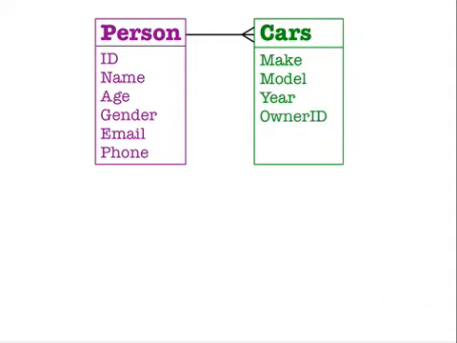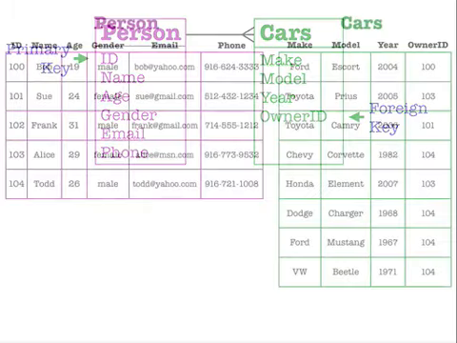To represent this relationship in our tables, we need to add an attribute called owner ID to the car table that establishes who owns a specific car. This kind of attribute is called a foreign key because its values are the primary keys from the person table. In a foreign key, duplicates are allowed. In fact, duplicates are necessary because the same person could own several cars.